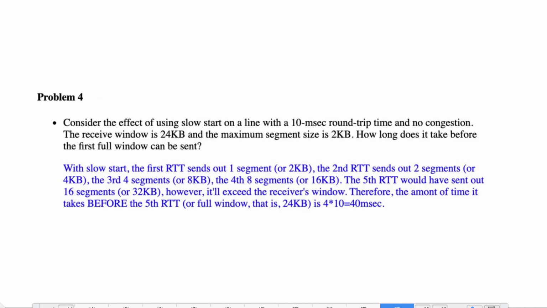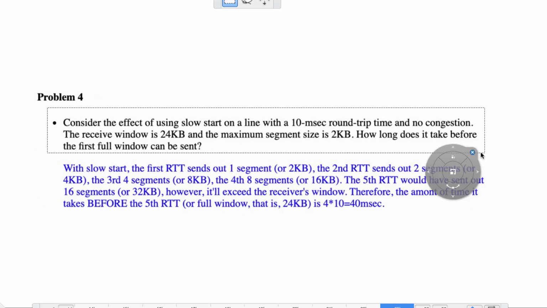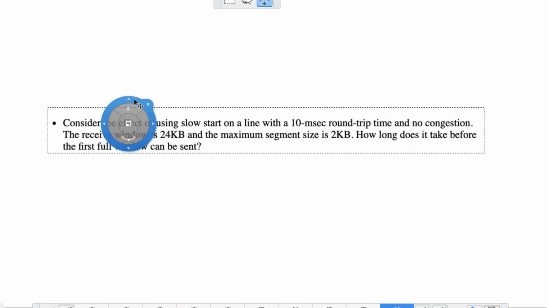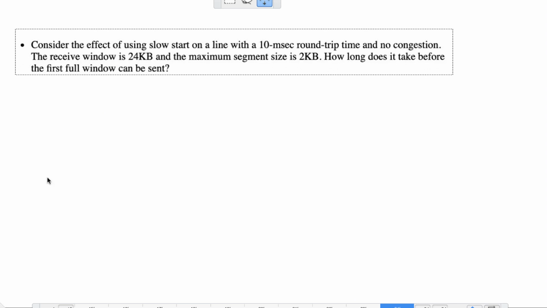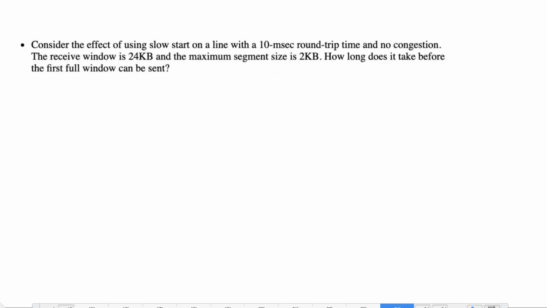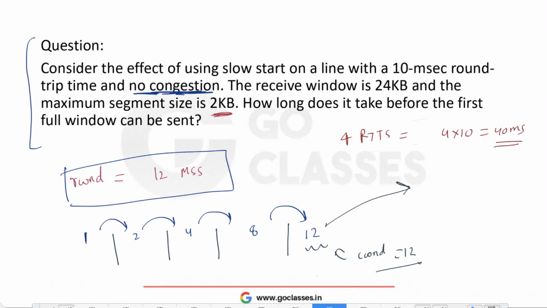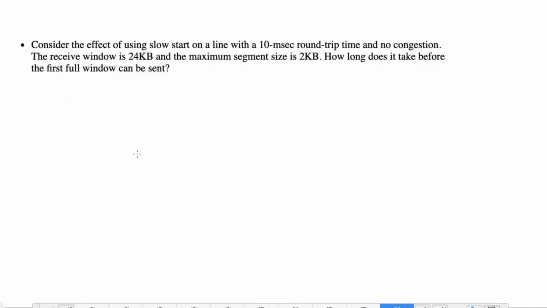See here, I have the answer to this question in the next slide. So now let's modify this question. Let's assume that I have congestion, and then what's going to happen? For the same question, I have the congestion after the window size of 8, and there will be 3 duplicate ACKs. Okay, so what's going to happen?